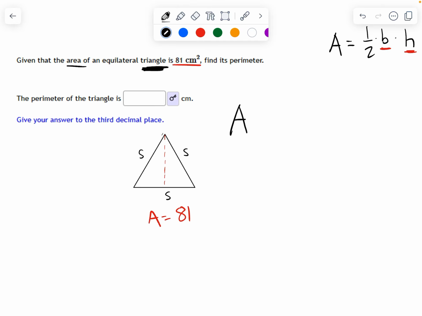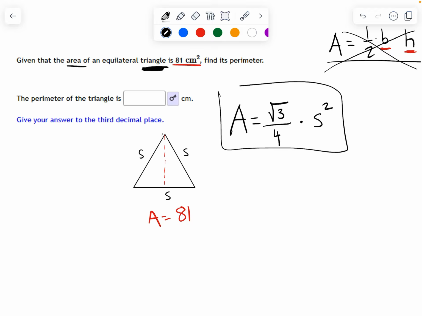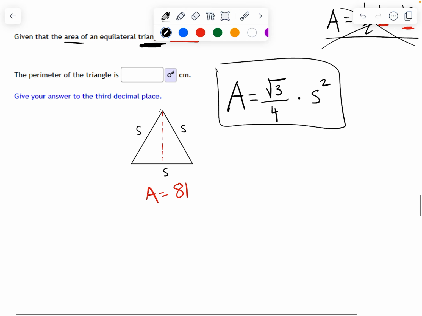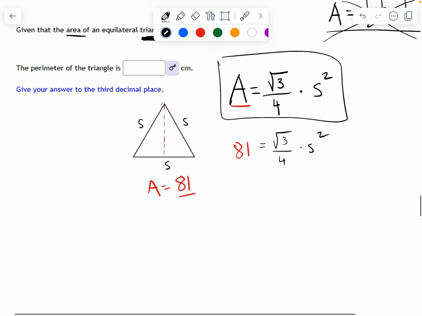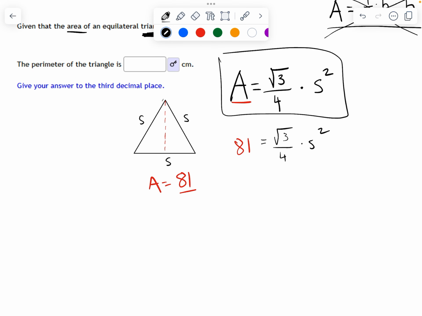The area of an equilateral triangle, and this is an actual formula, is going to be the square root of 3 divided by 4 times whatever the side of that equilateral triangle is, squared. That is the area of an equilateral triangle specifically. So since we don't know two of these, I would honestly just default to using this one. Because then we know that the area is 81, and we can directly plug that in. 81 equals the square root of 3 over 4 times side squared. This is only one variable for us to solve for, way easier.